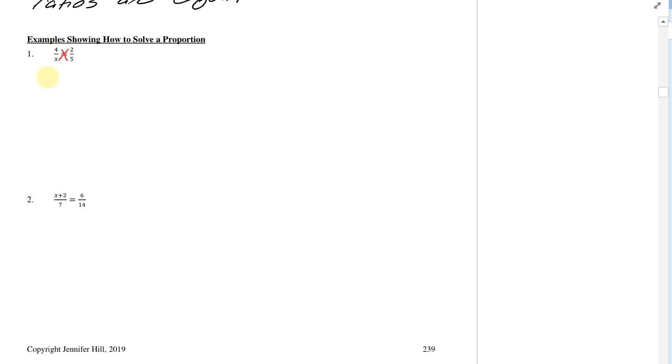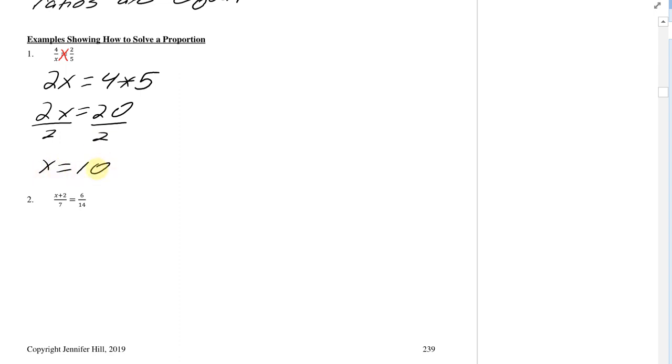What I mean is you're going to have 2 times x equals 4 times 5. That's what you actually have to compute. So this will equal 2x equals 20. And then you can just finish solving this to get x equals 10. It'll be the same thing with the next one.